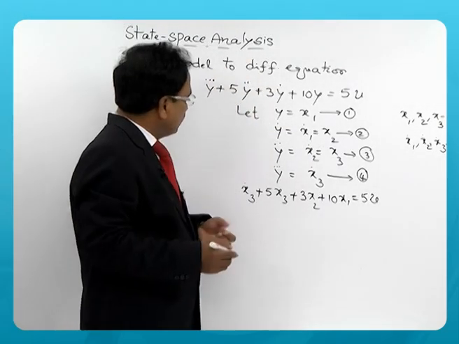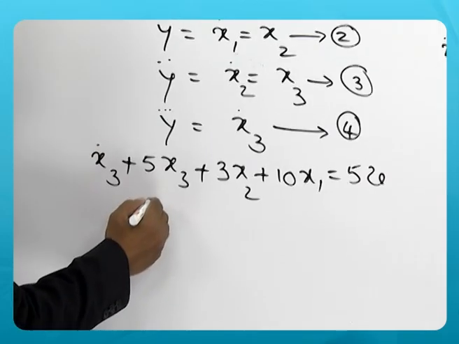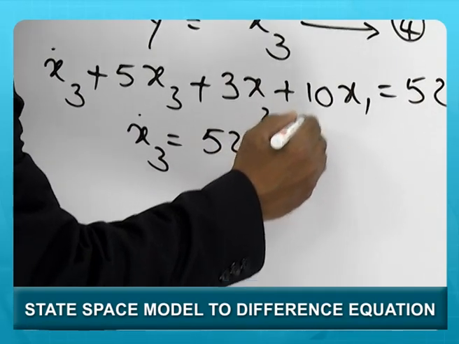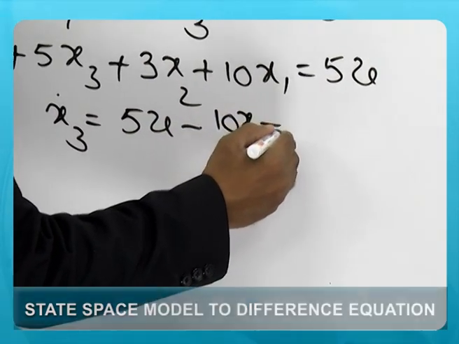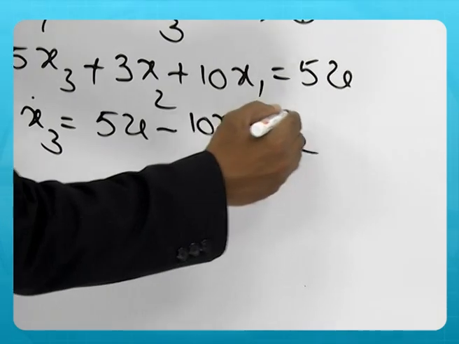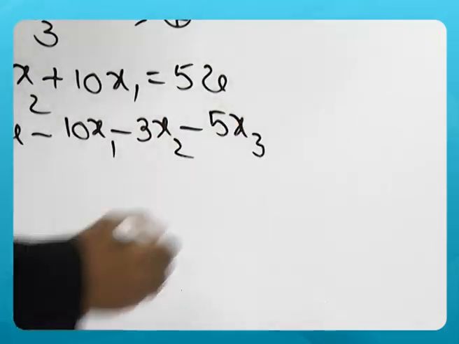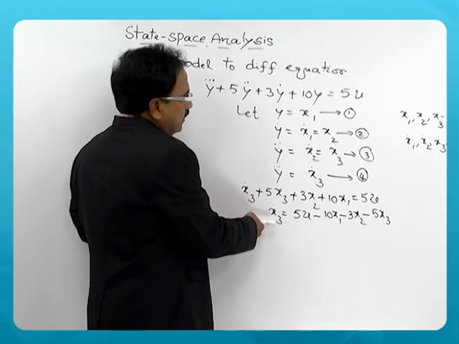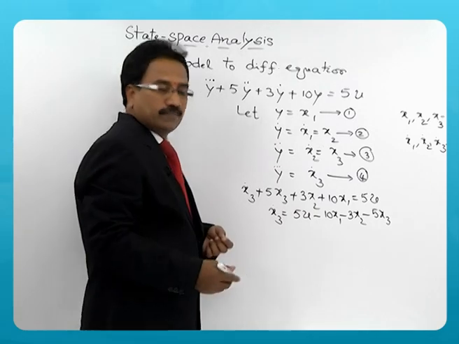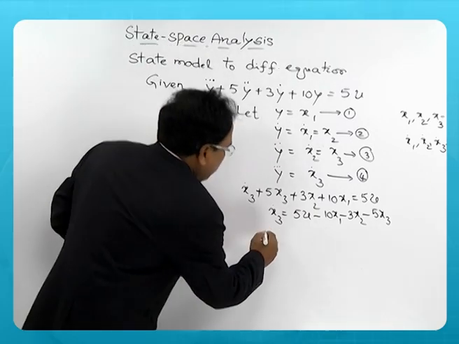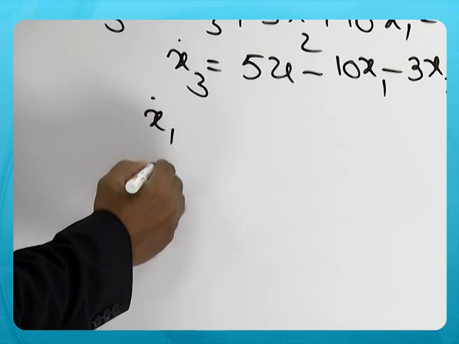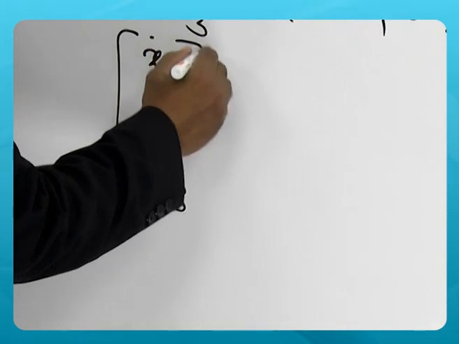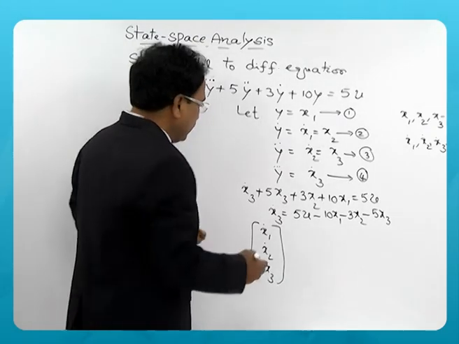The equation is now described in the form of state variables. The x3 dot can be written as 5u minus 10x1 minus 3x2 minus 5x3. Now we need to represent this in the form of the state model. One is x3 dot and the other ones are x1 dot and x2 dot. The standard form is given by x1 dot, x2 dot and x3 dot.